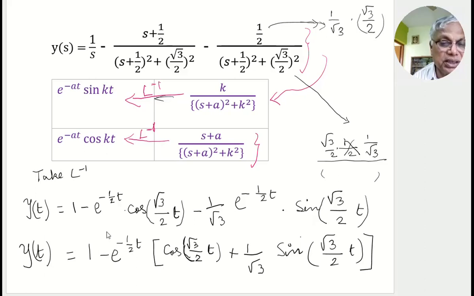Next step, I just take e power minus half t common. If I take e power minus half t common, this is the term cos of root 3 by 2 into t, plus 1 by root 3 sine of root 3 by 2 t. So this is your final solution.